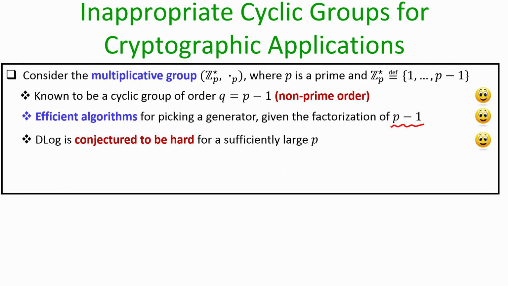Also, it is believed that the D log problem is indeed difficult to solve in this group provided p is sufficiently large.